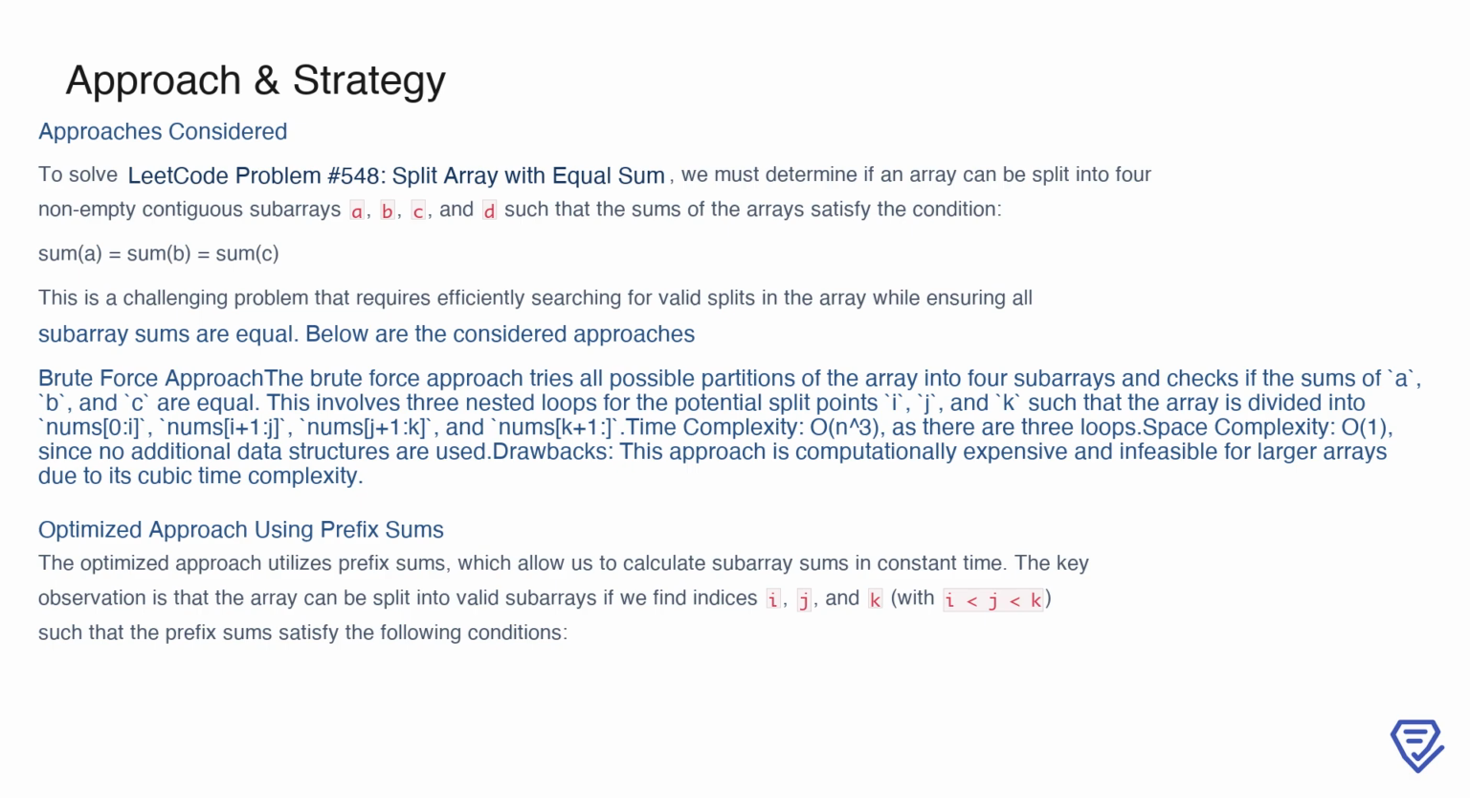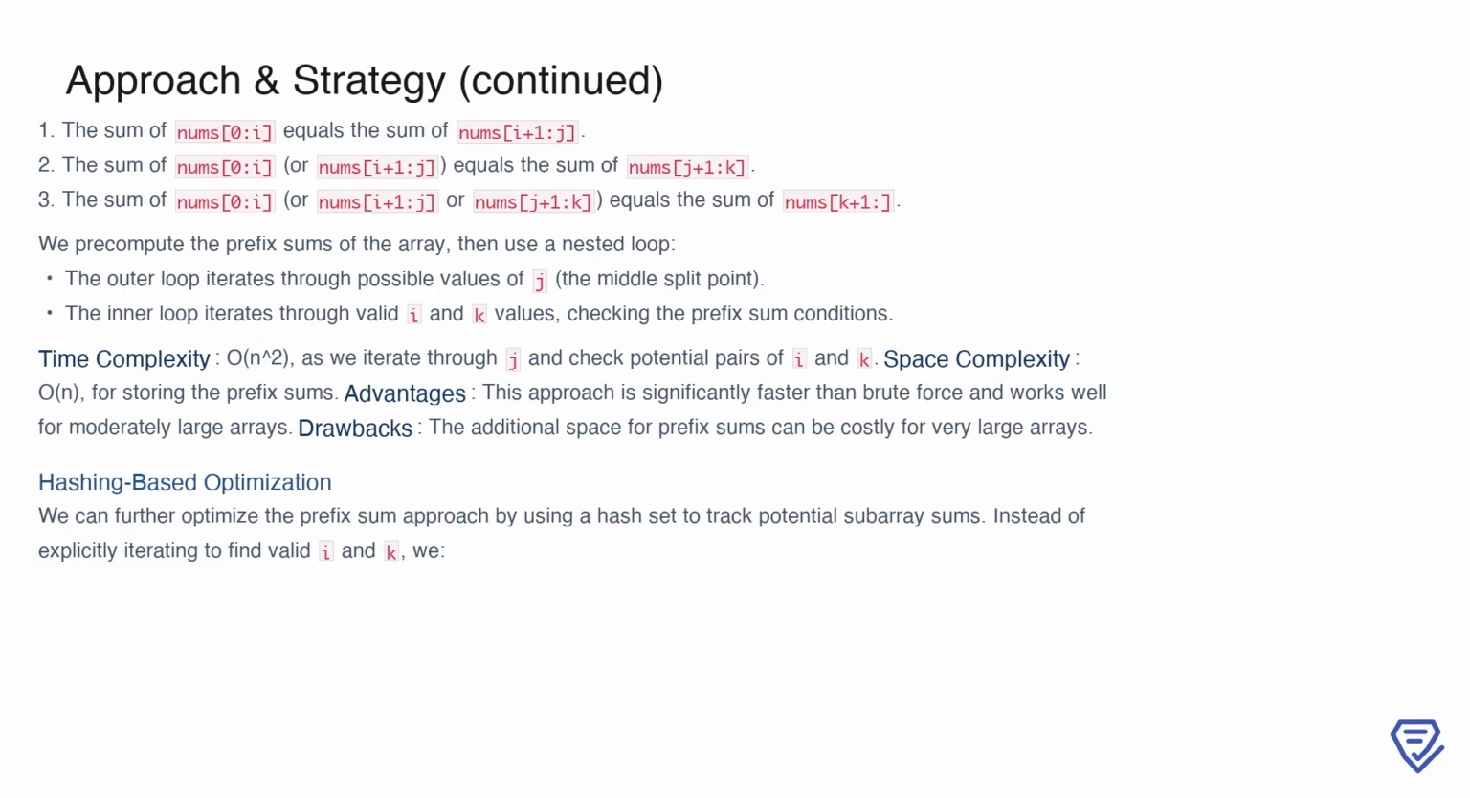However, this method comes with a significant drawback: its time complexity is O(n^3), due to the 3 nested loops required. This makes it computationally expensive and impractical for larger arrays. To address this, we can look at more efficient strategies, such as optimizing the process using prefix sums. Using prefix sums, we can calculate the sum of any subarray in constant time, which significantly speeds up the process.